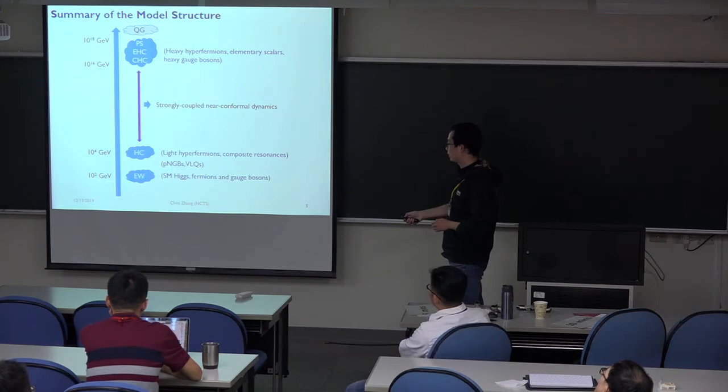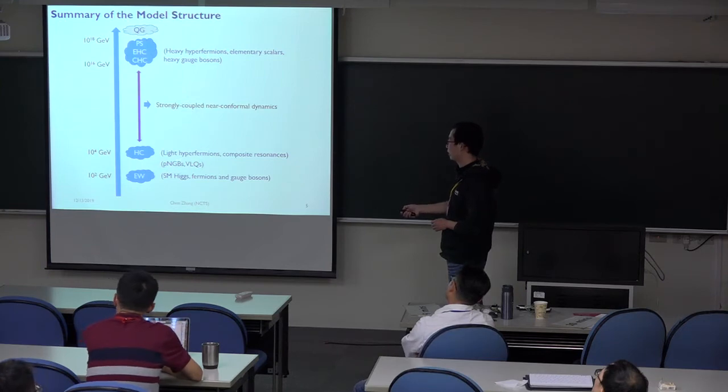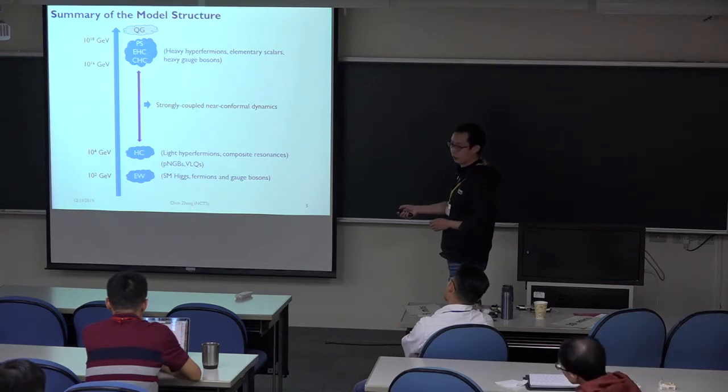At the 100 GeV scale, which is the electroweak scale, of course we should have the standard model Higgs, standard model fermions, and gauge bosons. And then the next important scale is 10 TeV, which is the hypercolor condensation scale. Hyperfermions and composite resonances also live around this scale or below it. And we also have some PNGBs and additional vector-like quarks, which are predicted from the unified structure of the model.